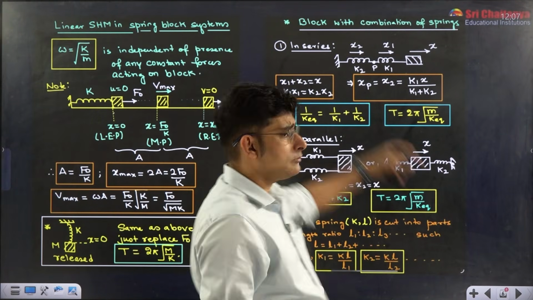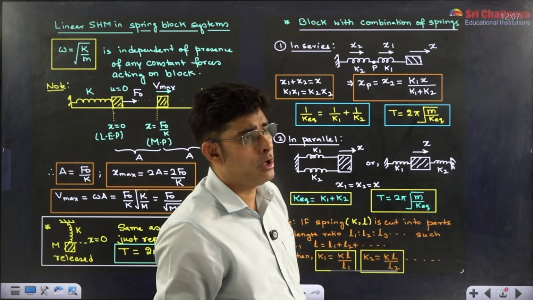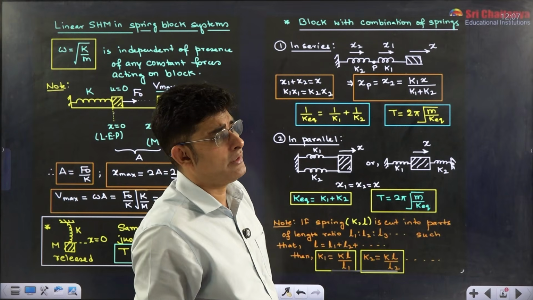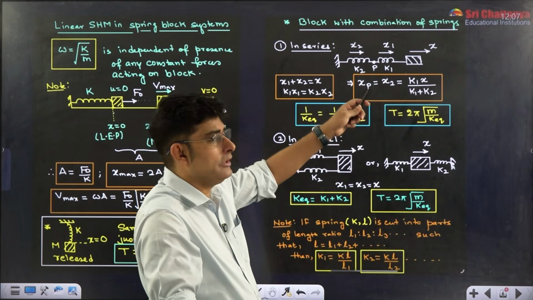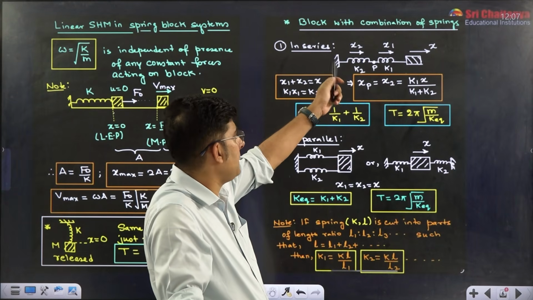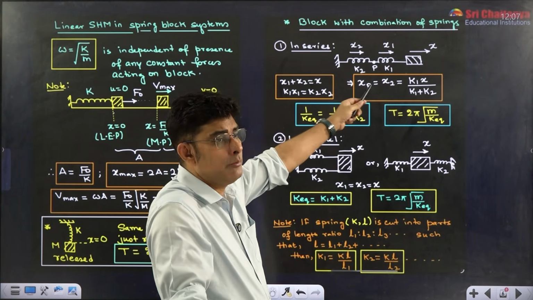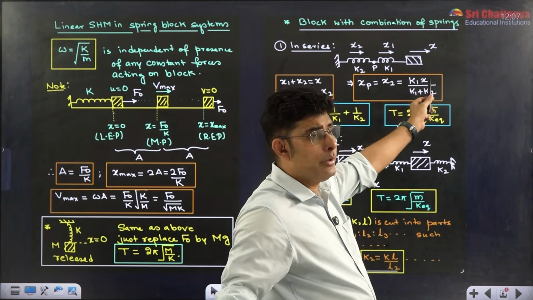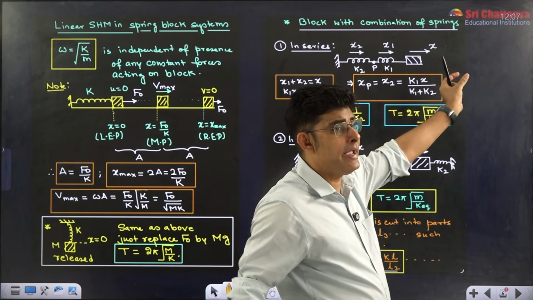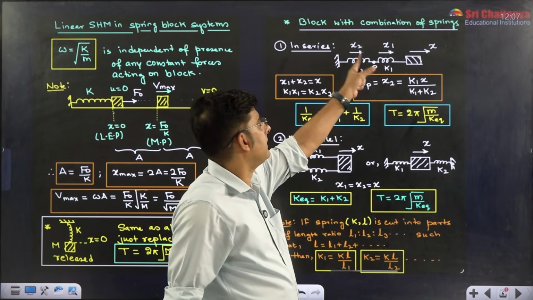Now comes when we have a combination of blocks with springs. Instead of a single spring, we have a combination of springs with a block. First we have the series combination. Some important points regarding series: they are connected end to end, and if you displace the block by x, the springs will be displaced by, say, x1 and x2.